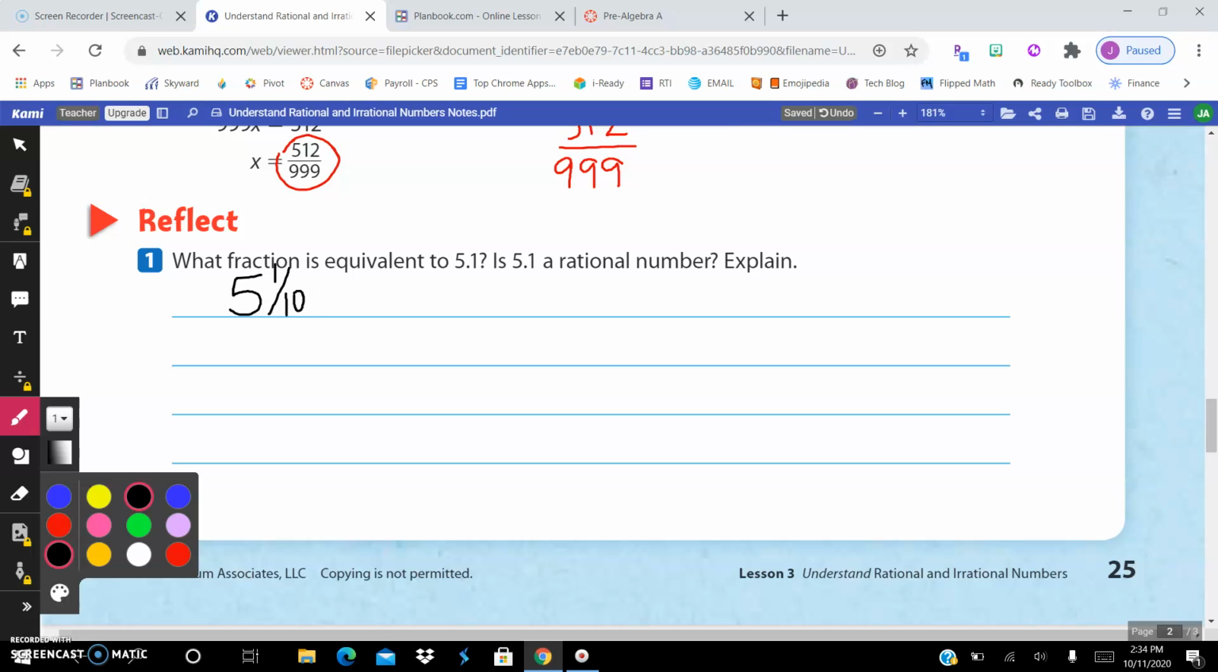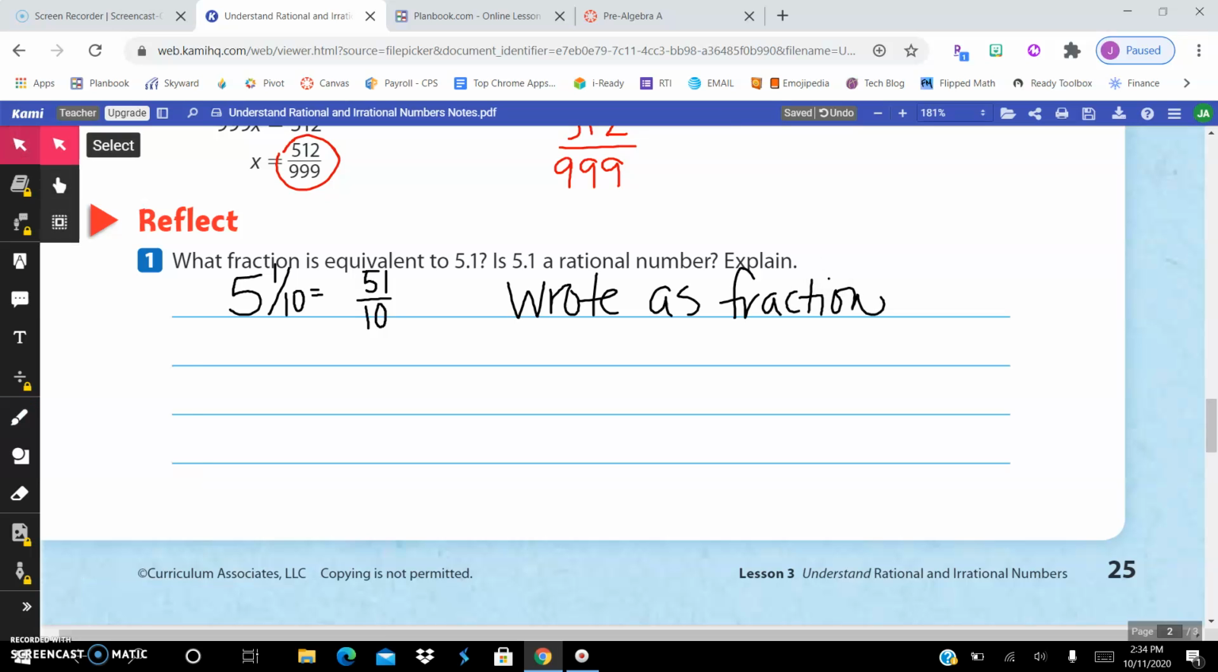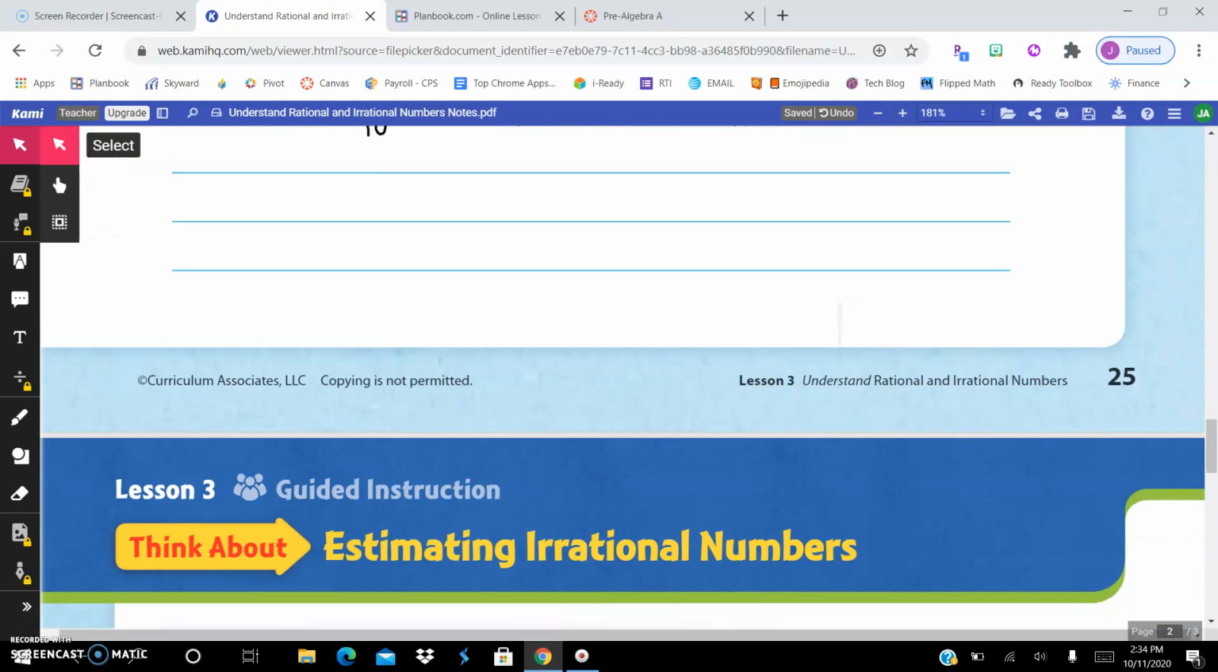Is it a rational number? Yes, because we could write it as 51 over 10. So we can write it as a quotient of 2 numbers. Explain, I just did. We can write it as a fraction. So remember, all rational numbers can be written as a fraction. So I won't take too much time writing out my explanation, but I would like you to explain yourself as best as possible when you're asked to explain.